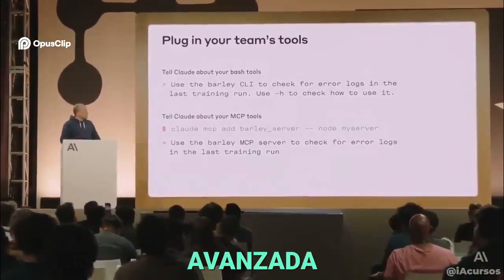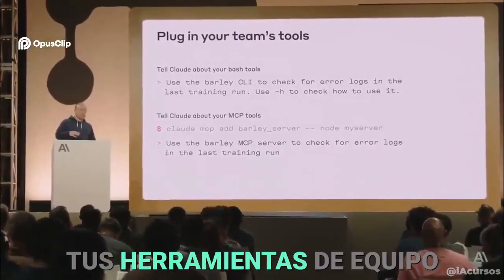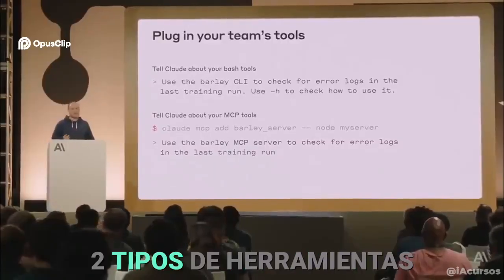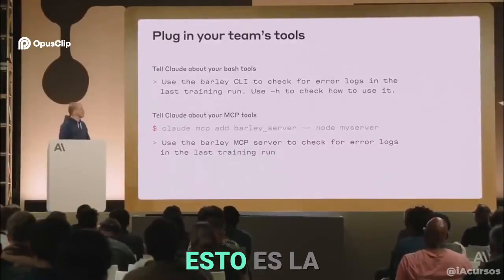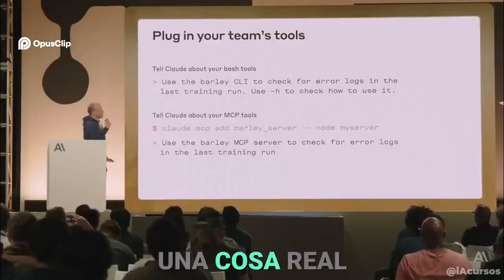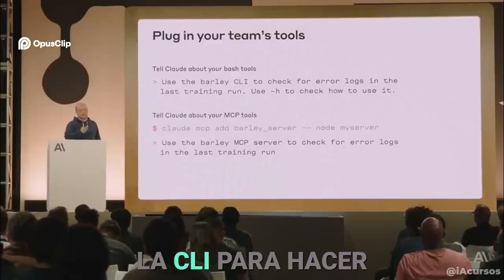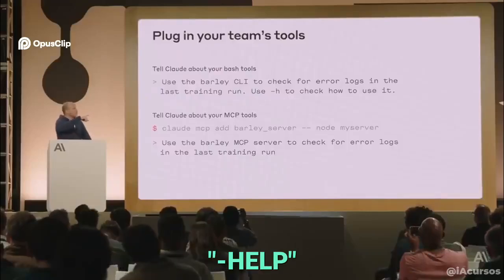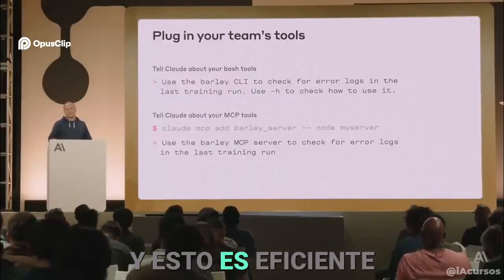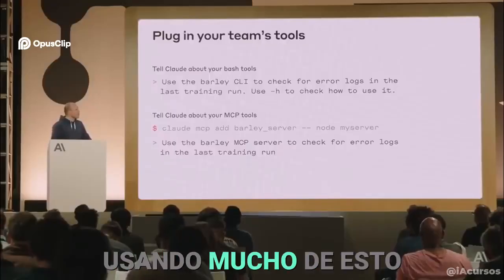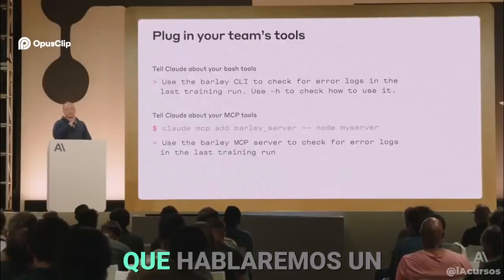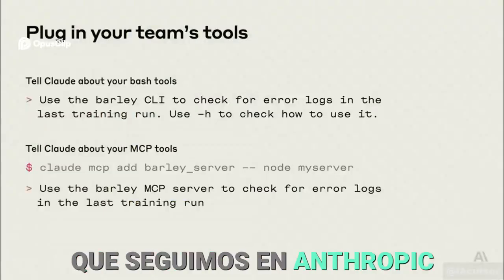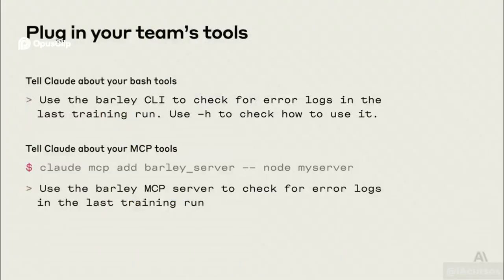As you get a little bit more advanced, you're going to want to start to plug in your team's tools. This is where Claude Code starts to really shine. There's generally two kinds of tools. One is bash tools. An example of this is a Barley CLI I just made up. This isn't a real thing. But you can say, use this CLI to do something, and you can tell Claude Code about this. You can tell it to use, for example, --help to figure out how to use it. This is efficient. If you find yourself using it a lot, you can also dump this into your CLAUDE.md, which we'll talk about in a bit, so Claude can remember this across sessions. This is a common pattern we follow at Anthropic, and we see external customers use too.